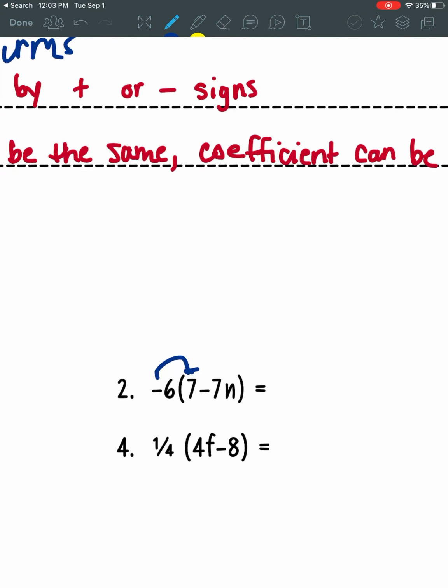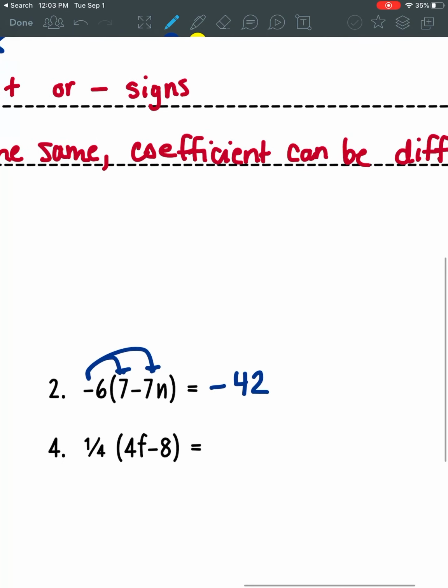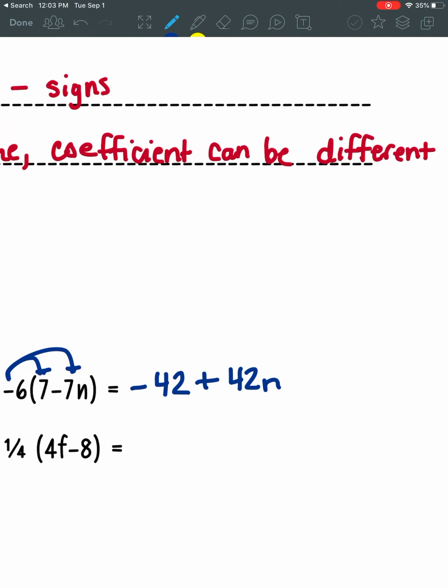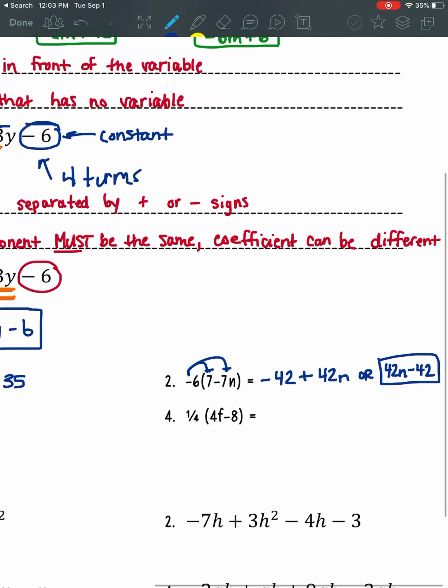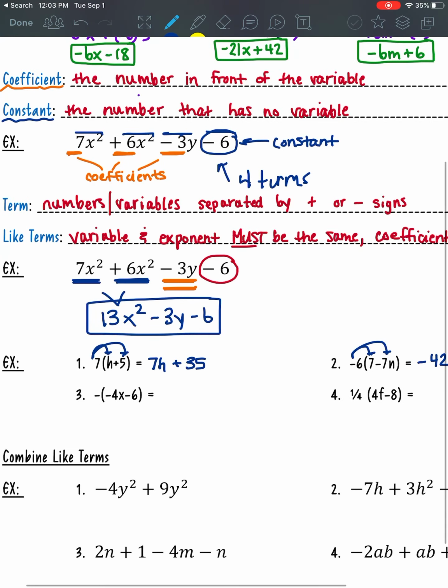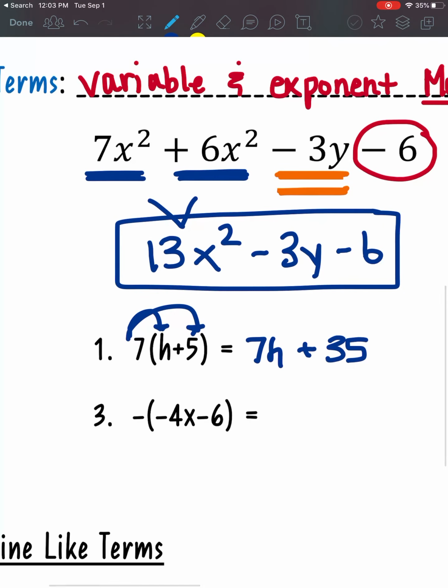All right, number 2, negative 6, we're distributing to positive 7, so we get negative 42. Then a negative 6 times, again, there's a minus in front of there, so a negative times a negative, it's going to switch to plus 42, and then don't forget that n. Now, to write this correctly, we're going to eventually talk about where the coefficient, the variable, always come first, and the constant always comes last. Now, the constant is negative 42, so we have to write that as minus 42. It's the same thing, but now it is written in our correct form.